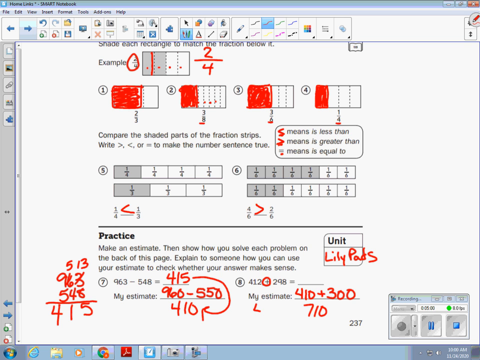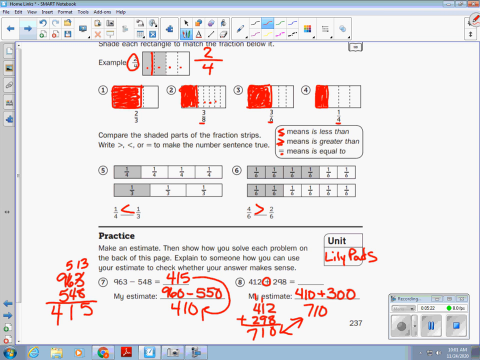And then once again setting this up vertically and using whatever strategy that you need to use. 8 plus 2 is 10, 9, 10, 11, 4, 5, 6, 7. So my answer is 710. So my estimate was the same as my answer.